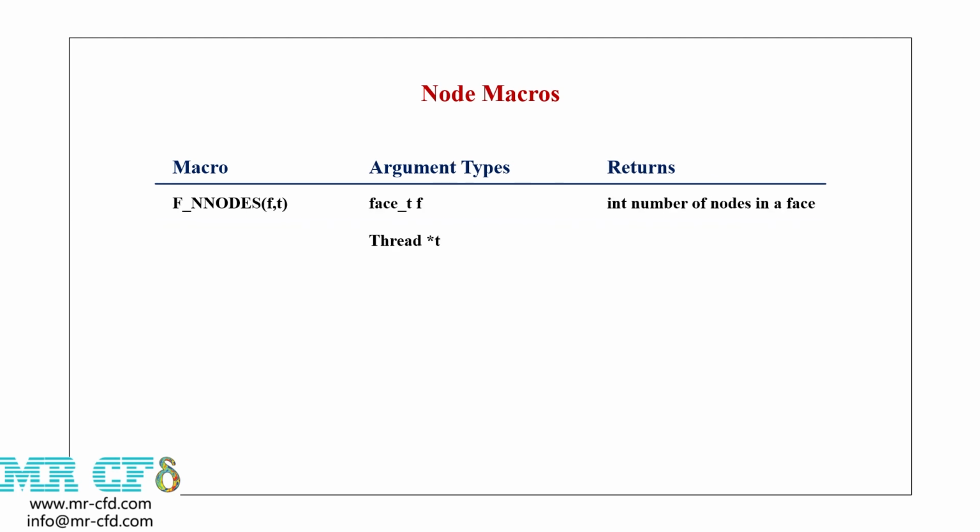The F_N_NODES macro indicates the number of nodes associated with the surface. These node counts are defined as integers. This macro consists of two arguments. The first argument represents a variable that is the place to receive information about each surface from the face thread, and the second one is a pointer to the face thread.